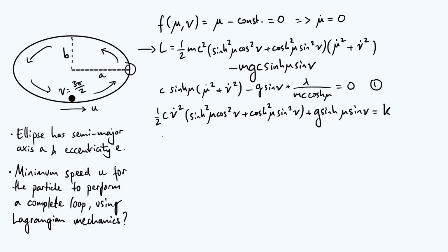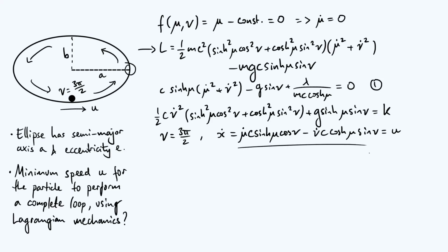So our initial condition then is just that when nu is equal to 3 pi over 2, we know that x dot is equal to u. So when nu is 3 pi over 2, x dot is equal to u. What about in terms of elliptic coordinates? Well, this is one of the things that we got at the very beginning of the video when we were finding kinetic energy for our Lagrangian. So I've just quoted that result there.